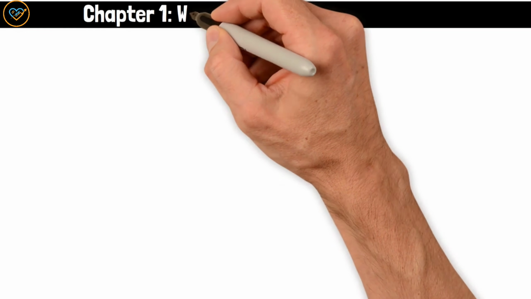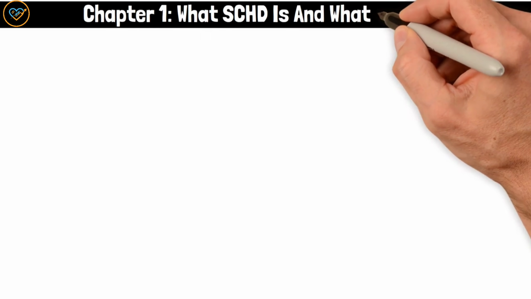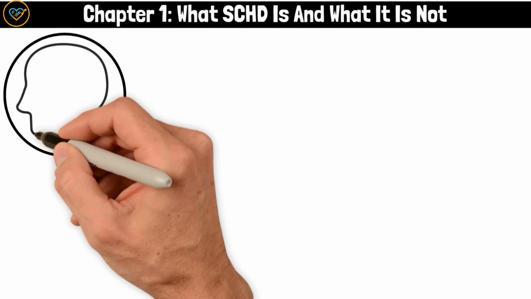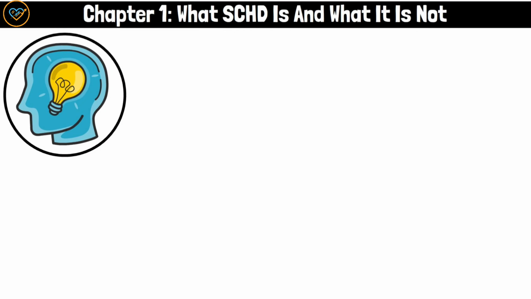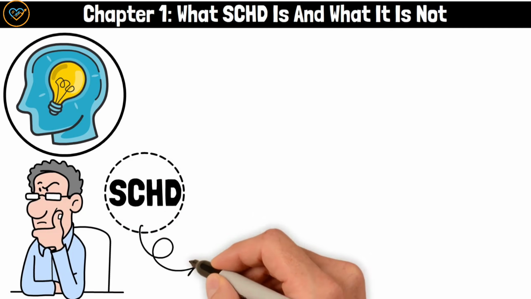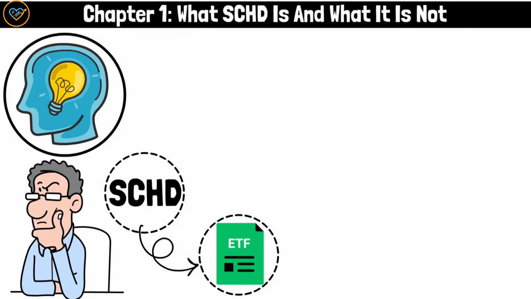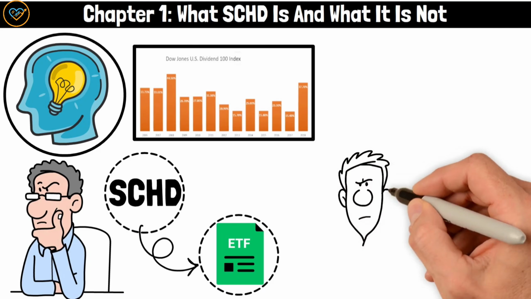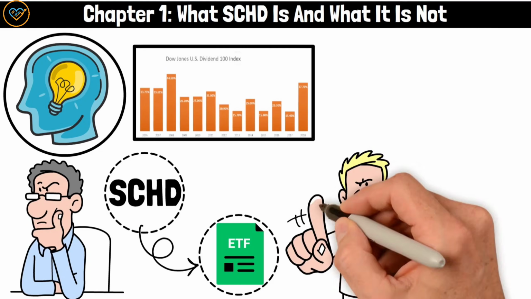Chapter 1. What SCHD is and what it is not. Before we go any further, we need clarity because SCHD is often misunderstood. SCHD is a rules-based ETF. It tracks the Dow Jones US Dividend 100 Index. That matters because humans are not making judgment calls here.